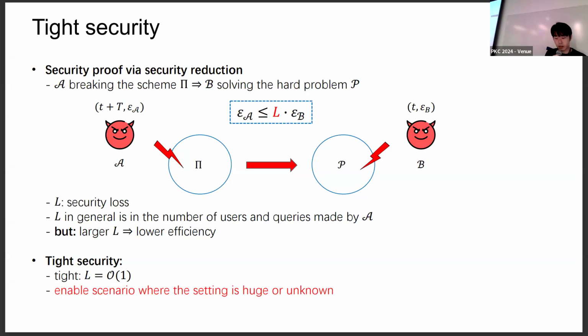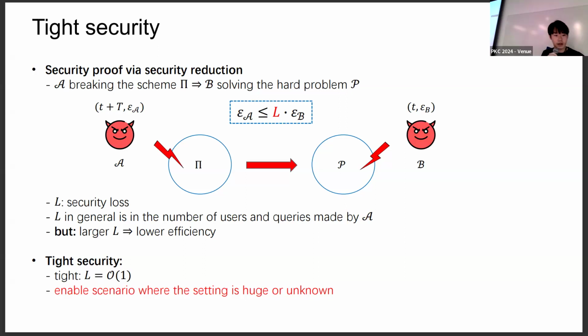We improve the security by proposing a security reduction, which shows that the attack A breaking the scheme implies an efficient algorithm B solving the hard problem P. We refer to L as the security loss.